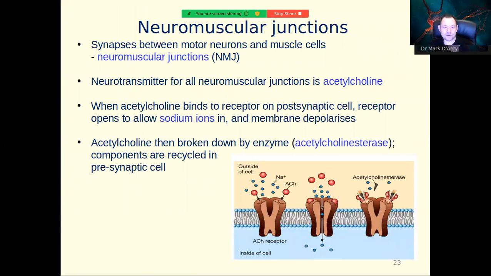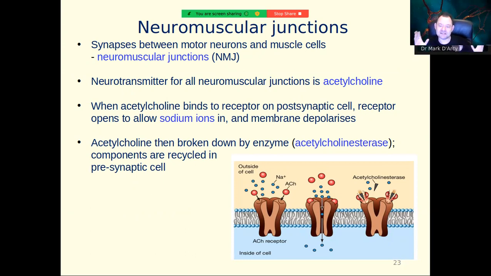So, synapses between motor neurons and muscle cells are the neuromuscular junctions. The neurotransmitter for all neuromuscular junctions is acetylcholine. So acetylcholine is the neurotransmitter that causes muscles to contract throughout your body. When acetylcholine binds to receptors on the postsynaptic cell, the receptor opens to allow sodium ions in, and the membrane depolarizes, changes its charge. Acetylcholine is then broken down by an enzyme known as acetylcholinesterase. The components are then recycled in the presynaptic cell.